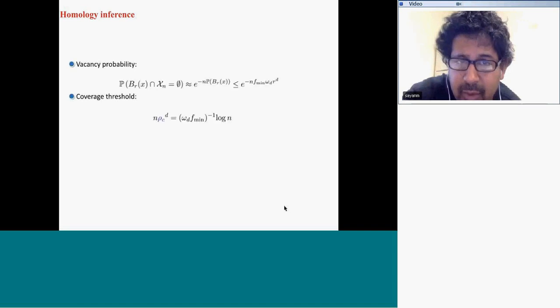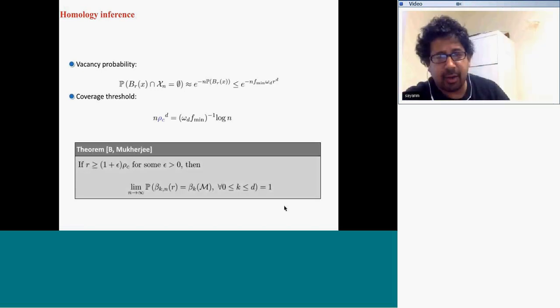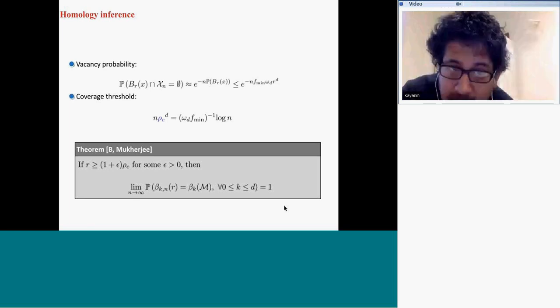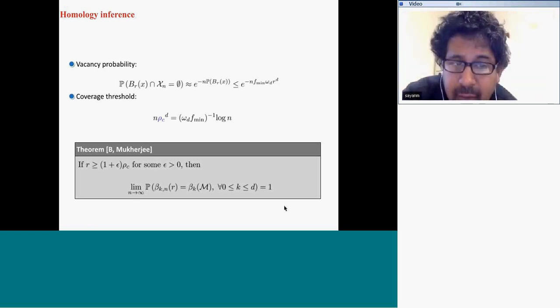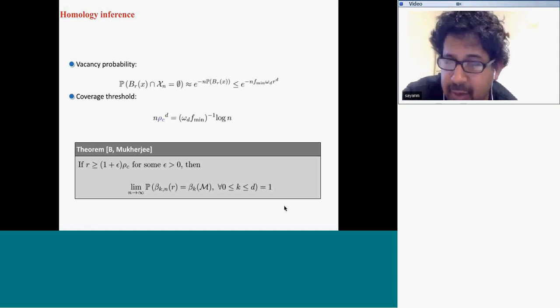We can give you the probability of vacancy, basically the probability that there's still a hole, versus the probability that there's coverage. So we give you a radius r, which is related to this coverage threshold, for which we can tell you that the Betti numbers of this union of the balls are equal to the Betti numbers of the manifold. And it comes back to saying that the homology is equivalent.